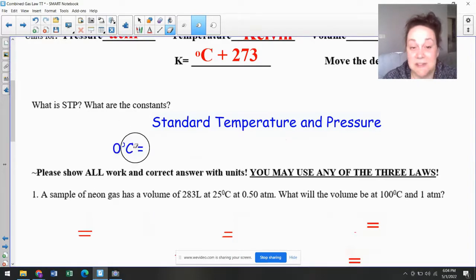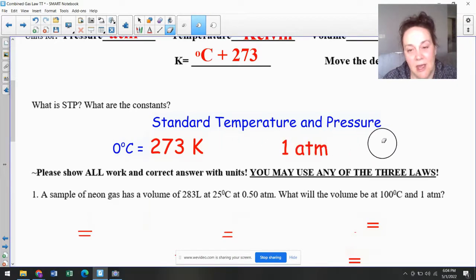And standard temperature is 0 degrees or 273 Kelvin. And standard pressure is 1 atmosphere.